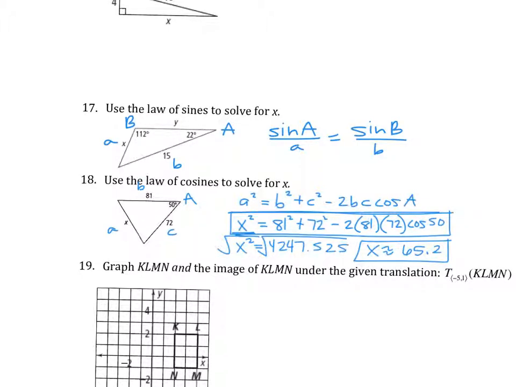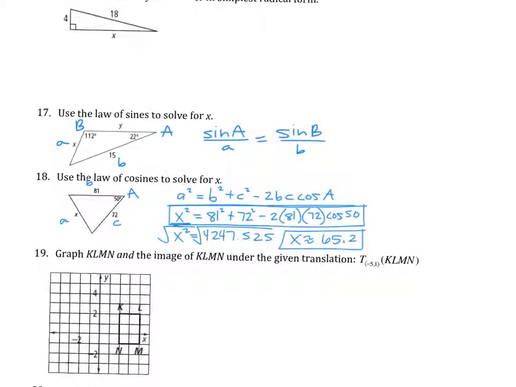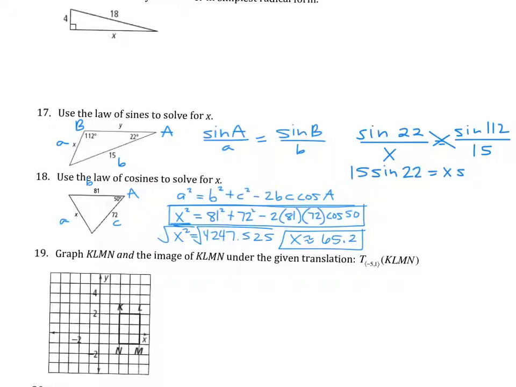So we would say the sine of 22 over the side across from it, which in this case is x, equals the sine of 112 over the side across from that, which is 15, and then you'll cross multiply. So it'll be 15 sine 22 equals x sine 112.